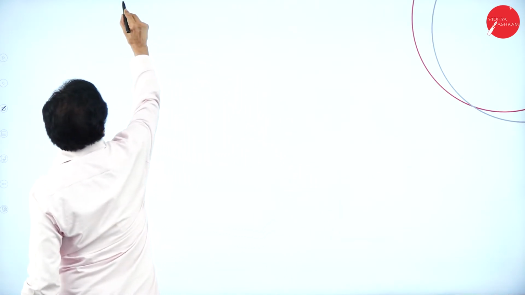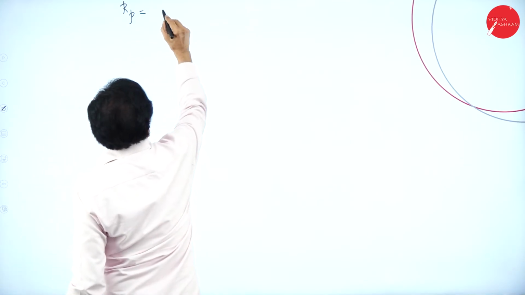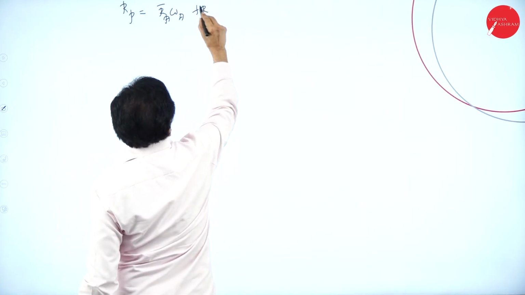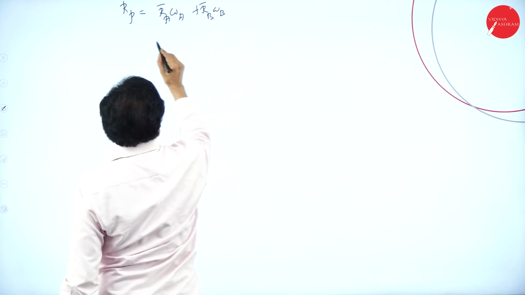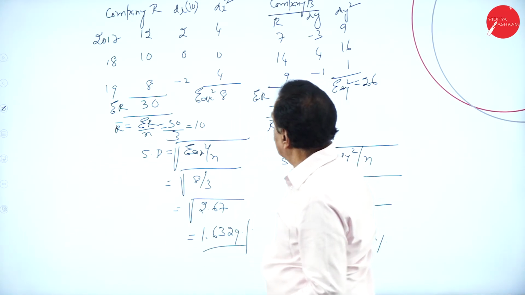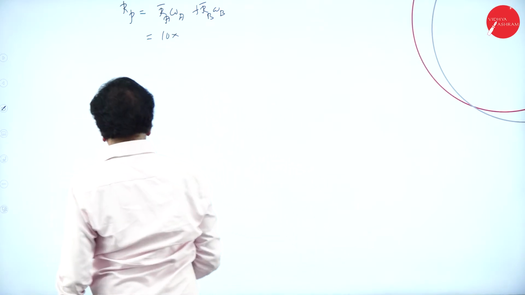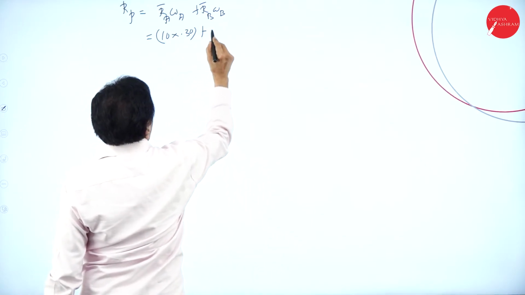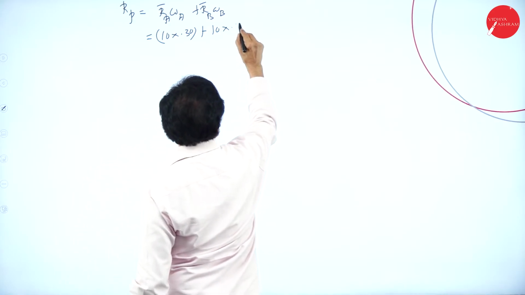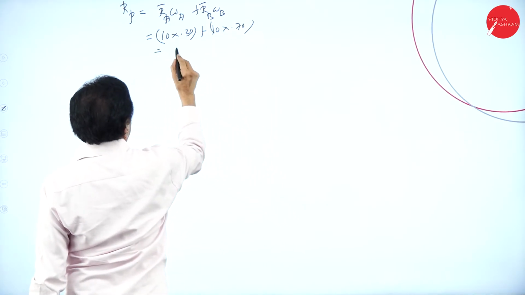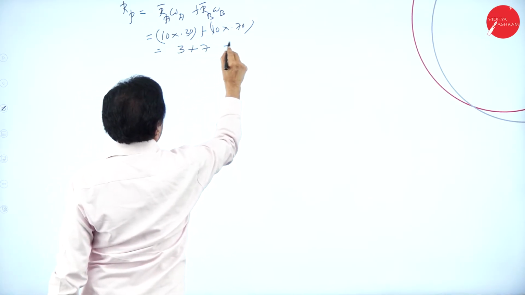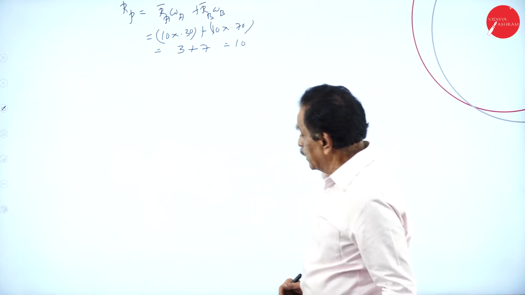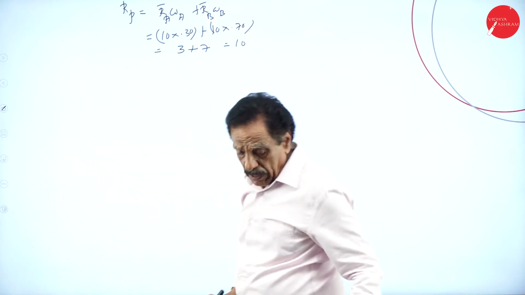Return on portfolio, RP, is R mean A into WA plus R mean B into WB. What is your R mean here? 10 into 0.30 plus R mean B also 10 into 0.70. 10 into 0.30 is 3, and 10 into 0.70 is 7. 3 plus 7 is equal to 10 return.